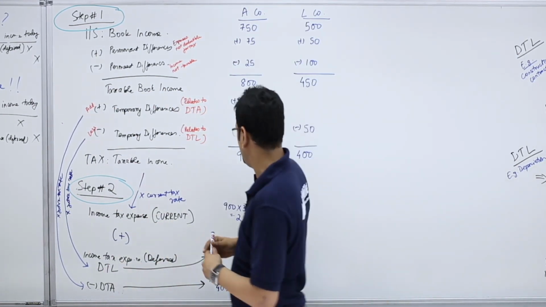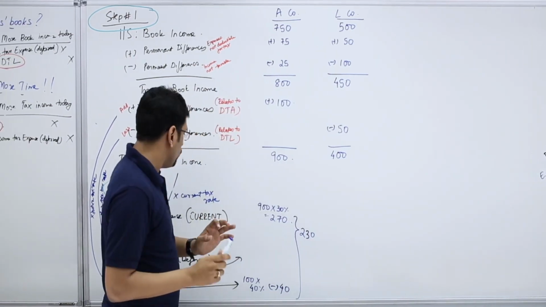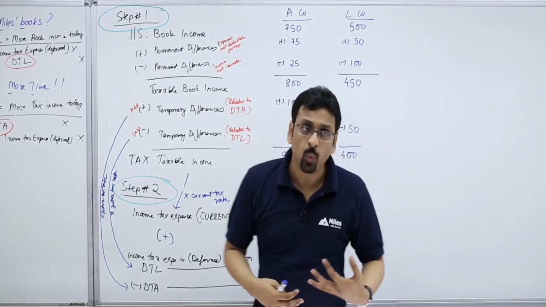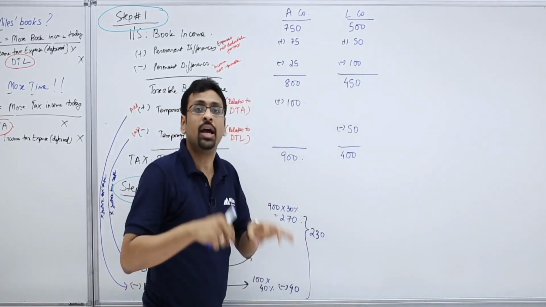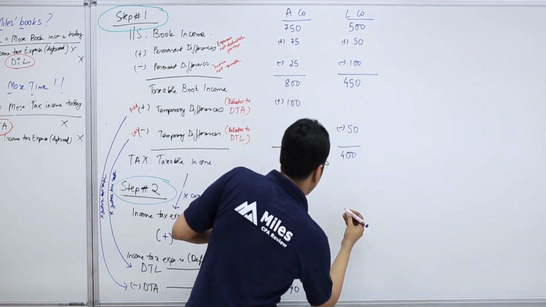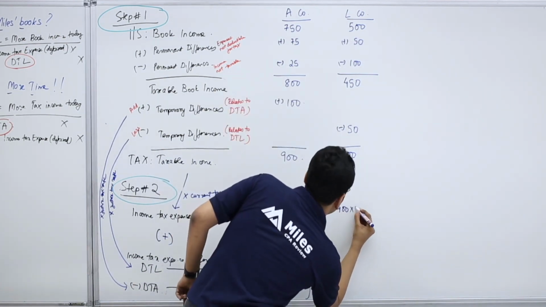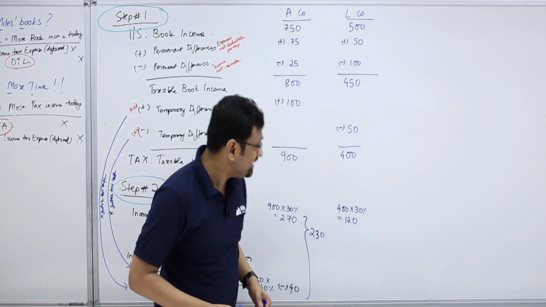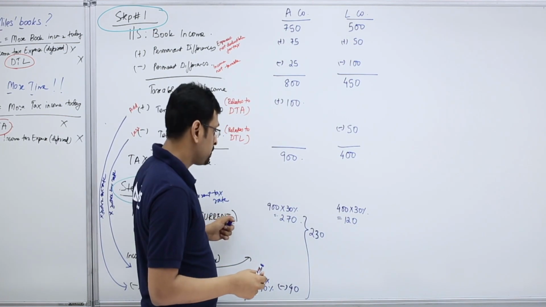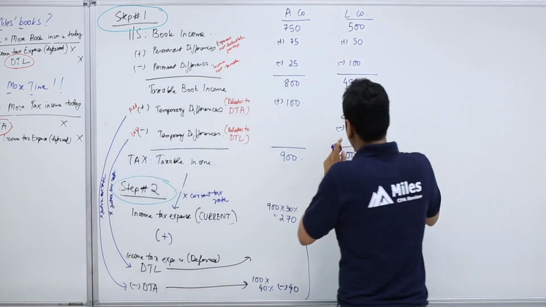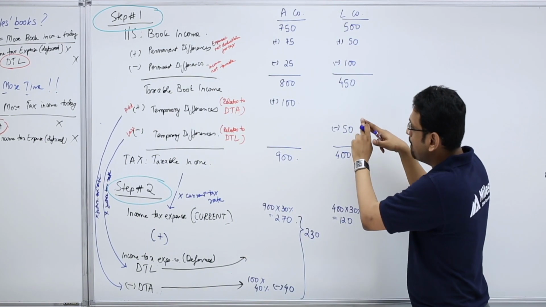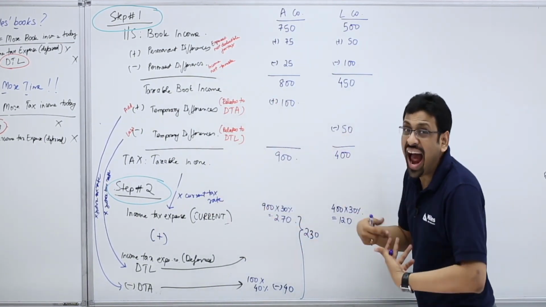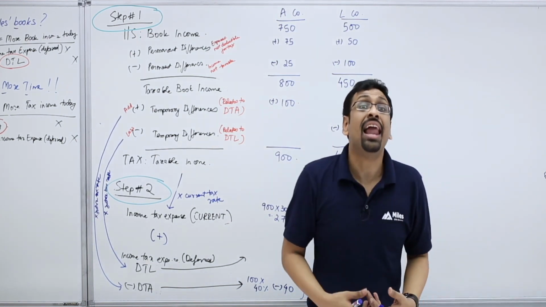Let's look at step number 2 now. In step number 2, we'll first look at income tax expense current. For income tax expense current, we're looking at the taxable income times the current tax rate. So 400 times 30% gives us 120. That's your current tax expense. Now, DTL, deferred tax liability, that's a minus in step number 1. In step number 2, you've got to add it back because it's a liability for you.